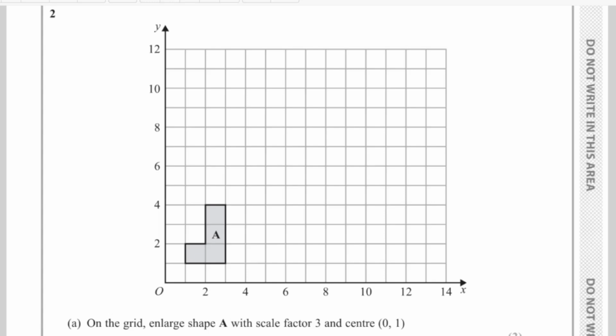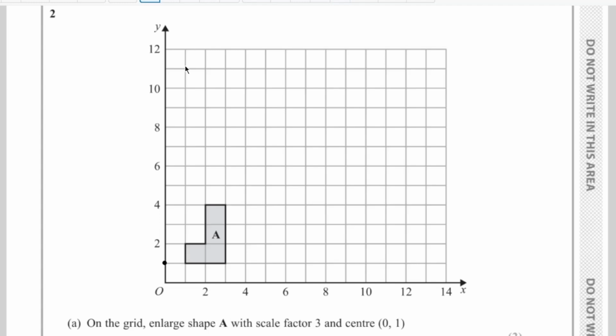On the grid, enlarge shape A with scale factor 3. So this shape A, we call it as object. This is the given one. We need to enlarge this shape. So before enlarging or before doing anything else, you have to identify what the center is, label what the center is. So let's label what the center is. Here the center is 0, 1, which is here.